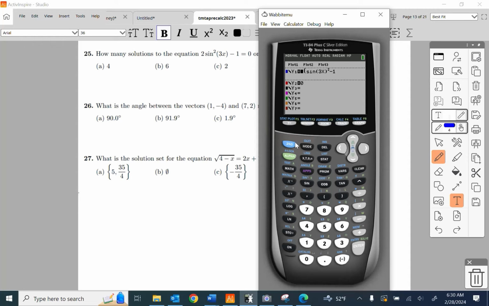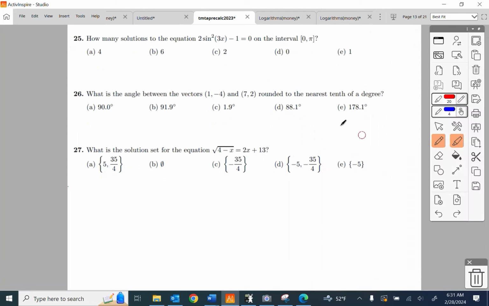Oh, well, I see why. That's what it is, right there: a syntax error. Try this again. There we go. One little parenthesis. Looks like it's going to be 6. 6 answers.